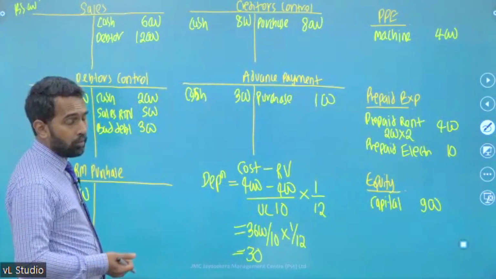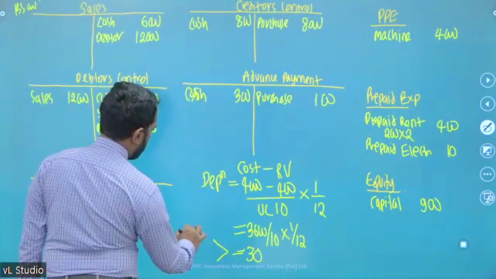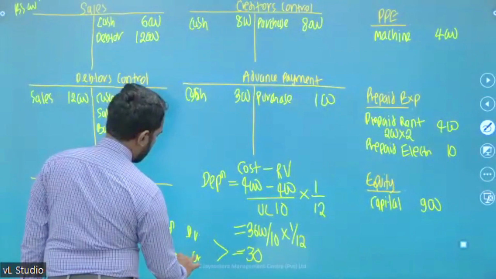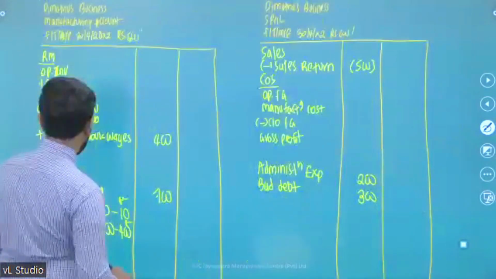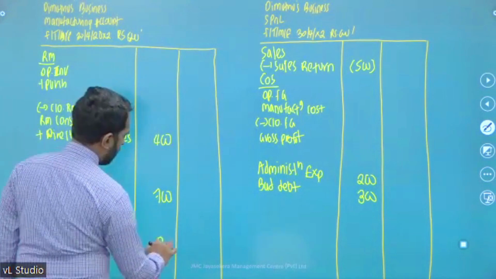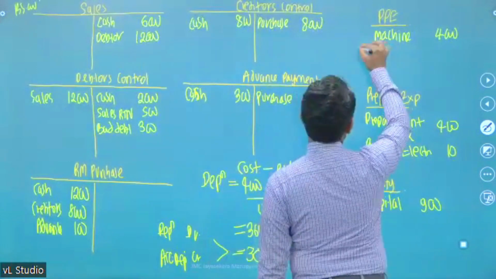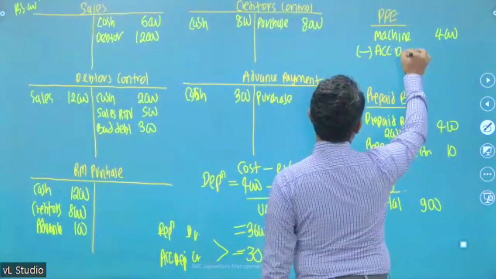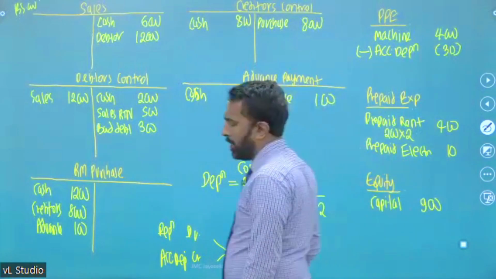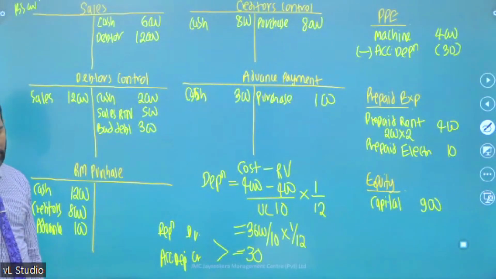Right? So what is the double entry for the machine depreciation? You know the double entry. Debited to depreciation expense, credited to accumulated depreciation. Depreciation expense is an overhead, 30. Credited to accumulated depreciation, which we have to deduct from the PPE value. Accumulated depreciation is 30.